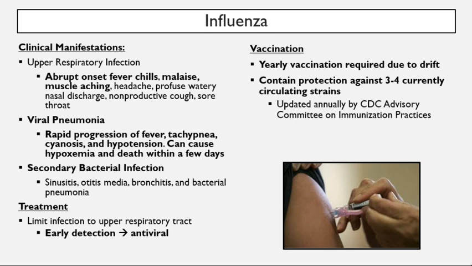There's also viral pneumonia, with rapid progression of fever, cyanosis, and hypotension, and then the secondary bacterial infections that we talked about with colds, which are a bigger problem with flu. This is where you just have bacteria. A lot of people can prescribe antivirals, and we'll talk about that.